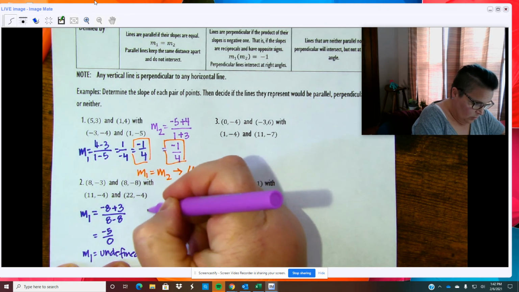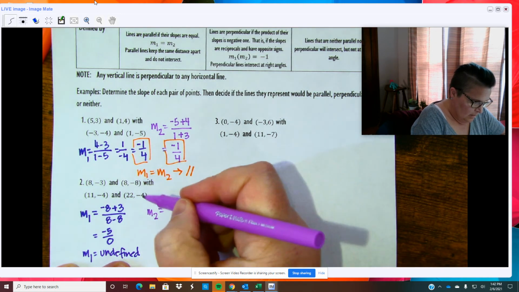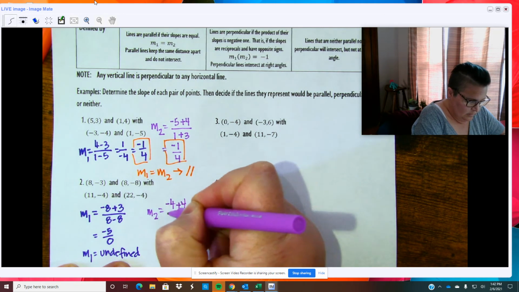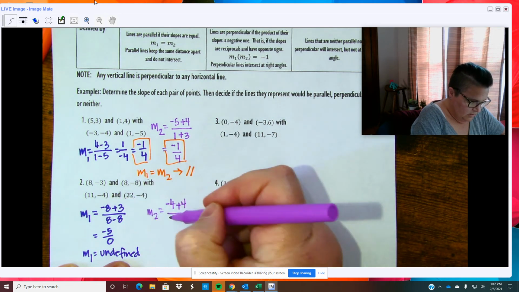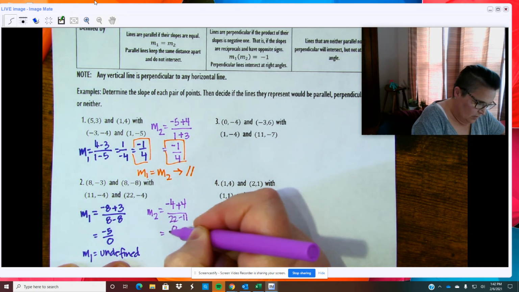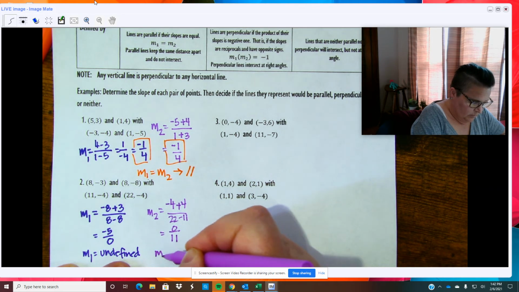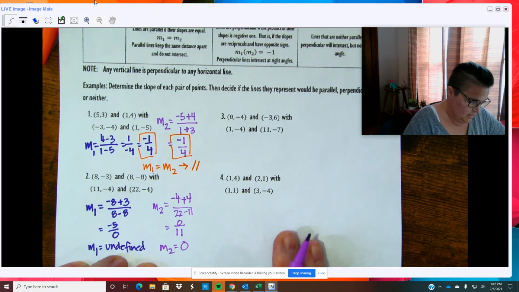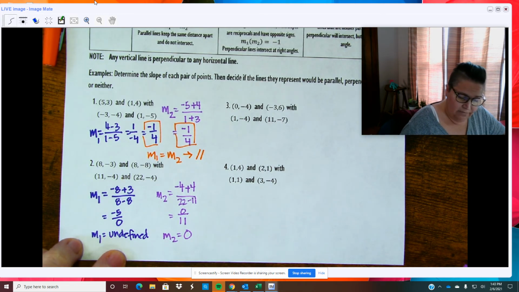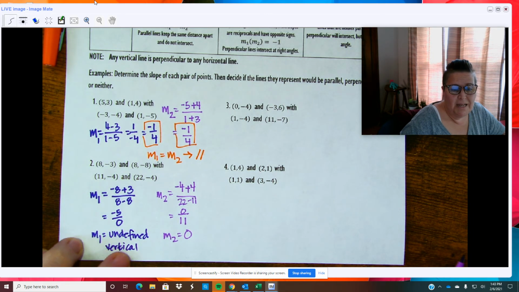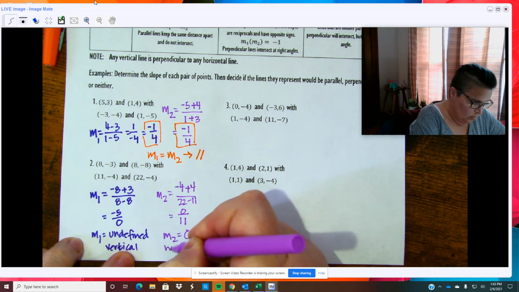The second slope, or M sub 2, would be a negative 4 minus a minus 4 over 22 minus 11. This would be 0 over 11. M sub 2 is 0. If you have a slope that is undefined, keep in mind that this is a vertical line. Your second slope, or M sub 2, is 0. This is a horizontal line.